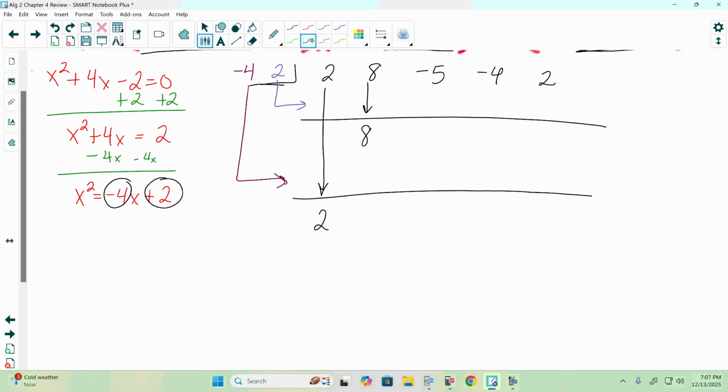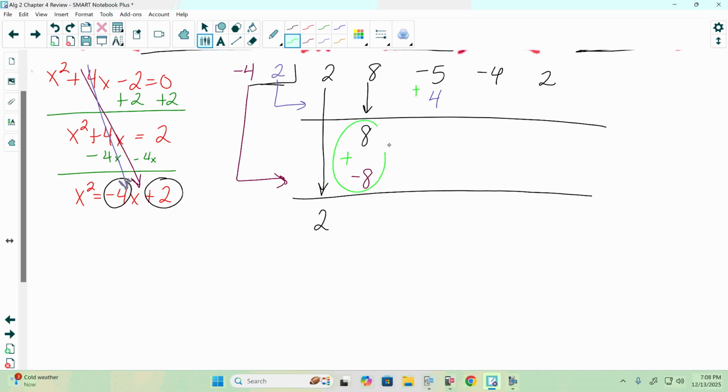So the first thing we're going to multiply is negative 4 times 2. And negative 4 times 2 is negative 8. And it's going to go right there. Move that over there. And then we're going to do 2 times 2, which is 4, and put it right there. Move that out of the way. Then just like before, we're going to add straight down.